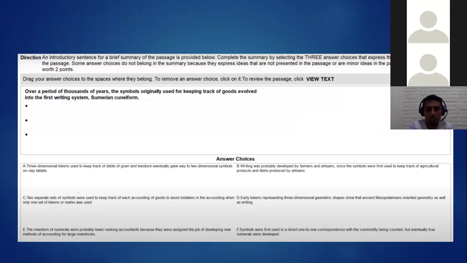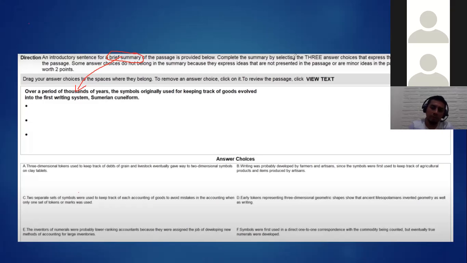These look completely different. They don't look like a question, right? Parece como a bunch of information, right? Let's read the directions. An introductory sentence for a brief summary of the passage is provided below. Okay, so, ¿qué es lo que te han dado ellos? A brief summary. Okay, so ellos ya te dieron esto. A brief summary. Okay, so that's good. I'm going to use that, right? En eso voy a depender.